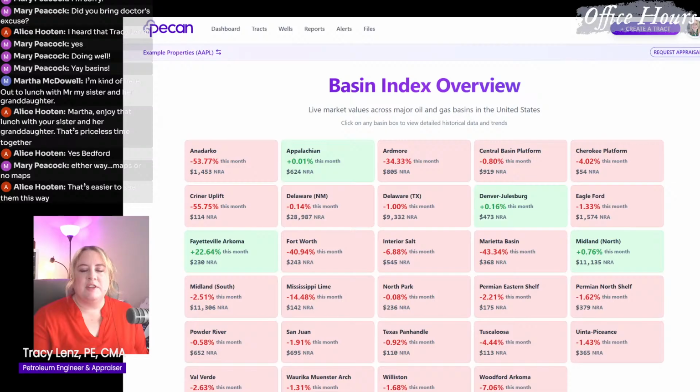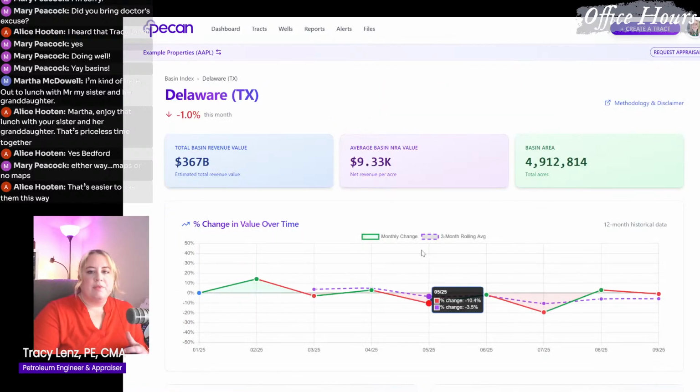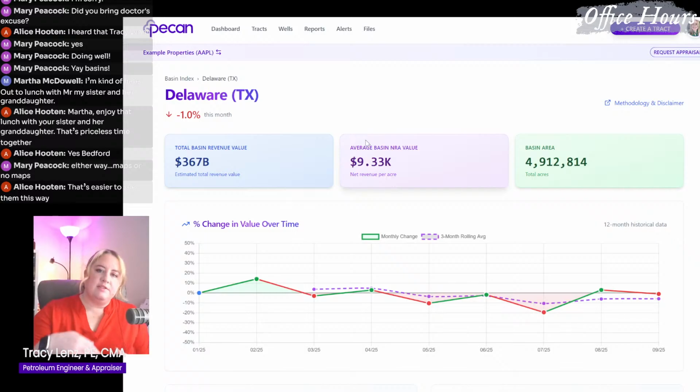Since we have the value all across the country, we're coming out with a basin index, and this display might change, but the general idea is there. So for every basin that I just showed on our map, we have the average acreage value within that basin. And if we look at Delaware, for example, this is the Texas half of the Delaware Basin.